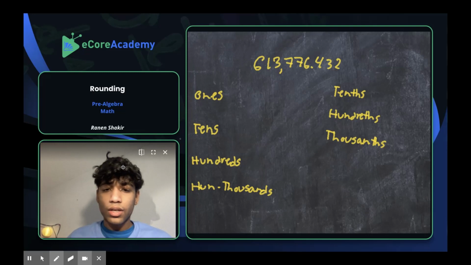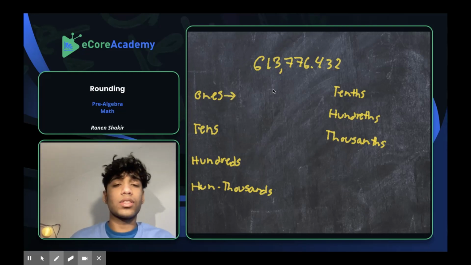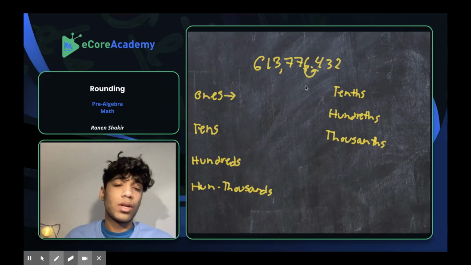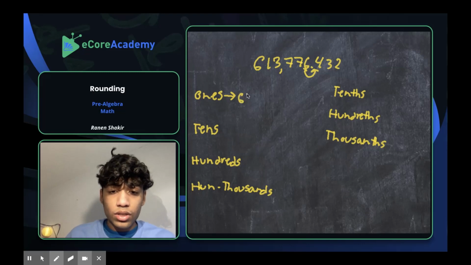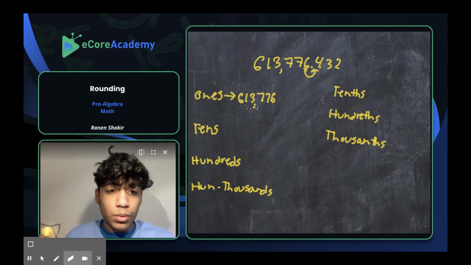All right. So hopefully you had a second to figure it out, and let's see if you're right. So let's do the ones place first. We see that 613,776,432. So we see that the ones place is a 6, which is right here. And then we have to look to our right, and it's a 4, which means we're going to stay the same. So you should get 613,776 rounded is this number rounded to the ones place. If you got that, good job, you are correct.